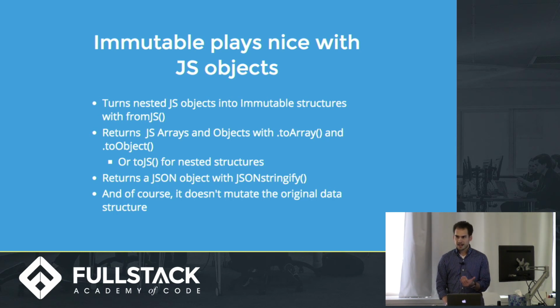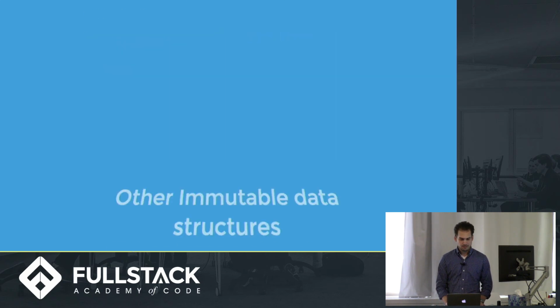You can also back convert anything from immutable. Say part of your application you want to just use immutable, but in other places you're not going to fully transition to immutable data structures. You can back convert to JS using toArray or toObject, or for nested data structures, toJS. You can also return a JSON object using JSON stringify. And of course, all of this would not mutate the original data structure. You create a new data structure by doing this.